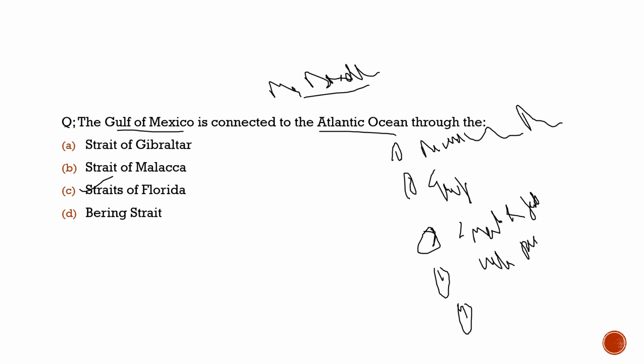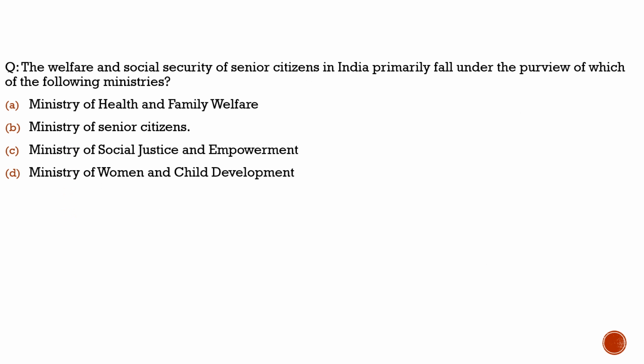Here the question says: the welfare and social security of senior citizens in India primarily fall under the purview of which of the following ministries? Why have we brought this question? Because there was a plea in the Supreme Court. Before we discuss the plea, let's solve the question.